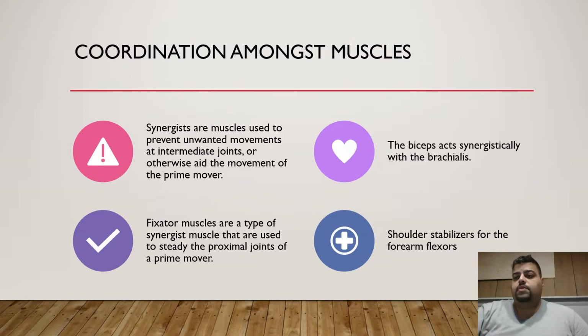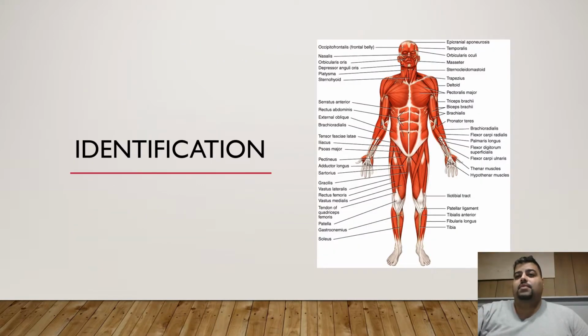Now, the coordination amongst muscles and how they move is based on their action. The prime mover of a muscle is called the agonist. The synergist is a muscle that helps the prime mover contract. And the antagonist does the opposite of what the agonist does. So while a muscle contracts, the other muscle relaxes. That would be the antagonist muscle.